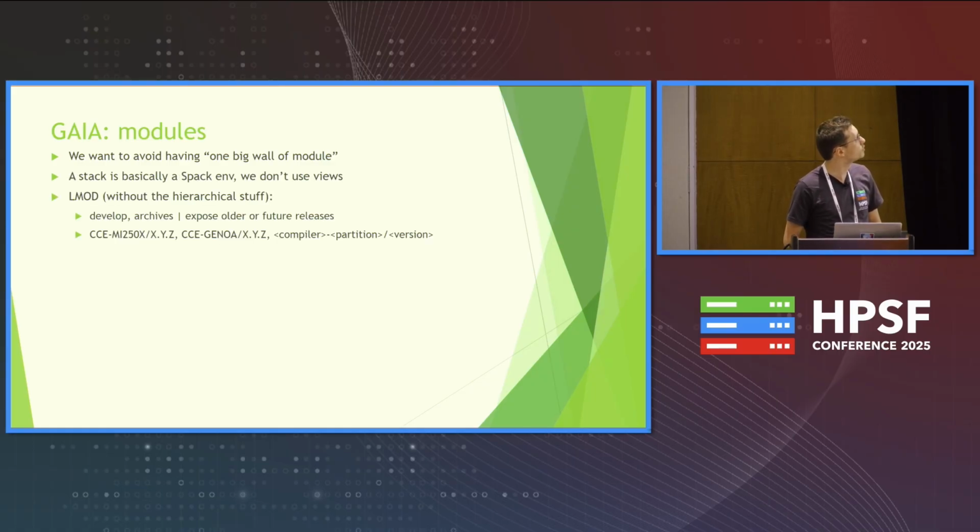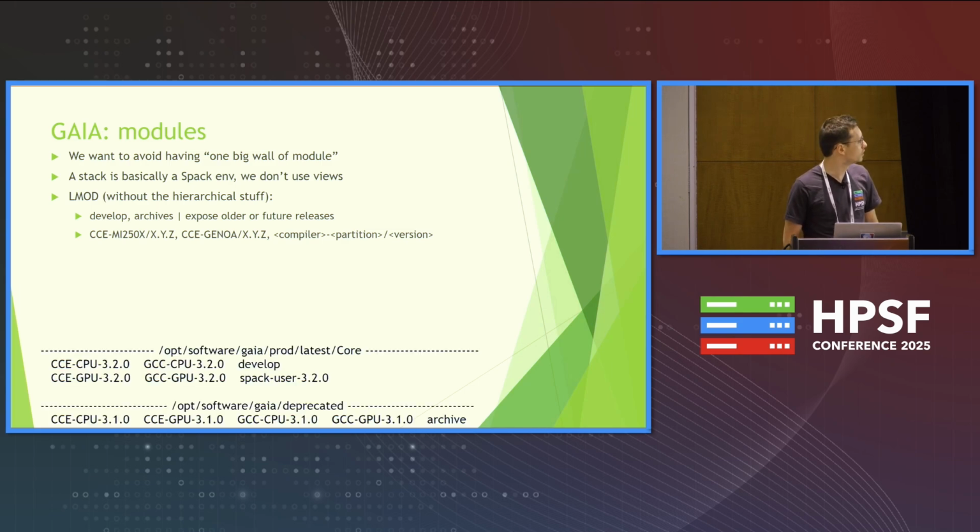What we have is multiple of what we call stacks, which is basically a Spack environment behind that. Using Lmod and some fancy module rewriting, we separate very cleanly which module we have to use to load which stack, and then we only expose the products inside that stack. So it looks like that. There we can see we have a production and a deprecated section. For each flavor of compiler and partition, we will have different variants. And these stacks are exclusive: you cannot load 2 at the same time.